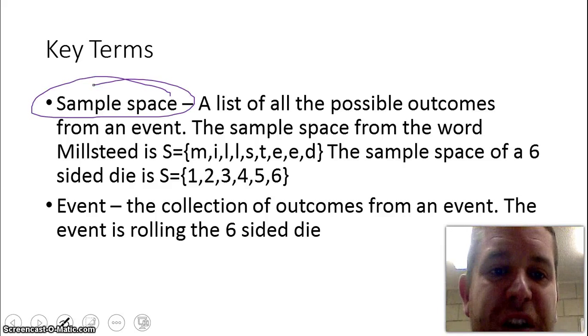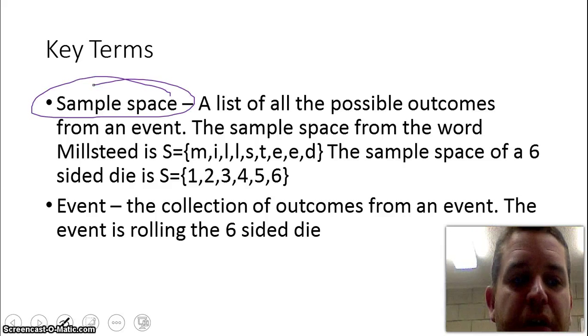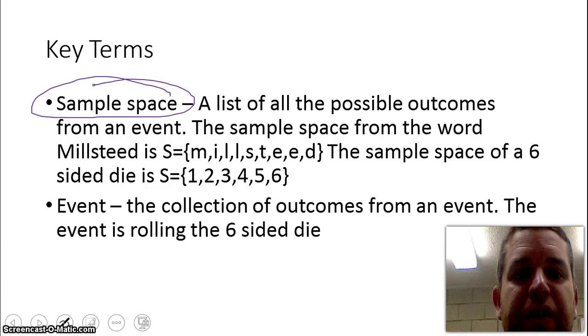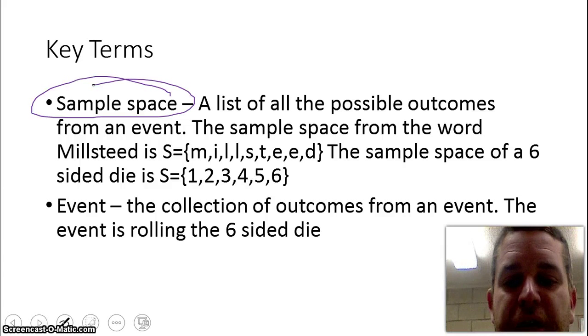Event. So an event is something that happens. So, for example, rolling a dice, that's our event. We collect all the outcomes, and then we can write our sample space.